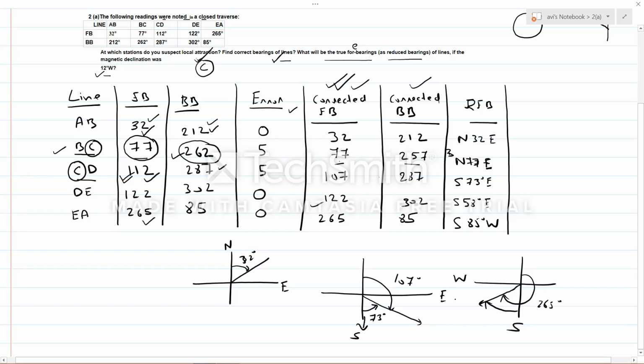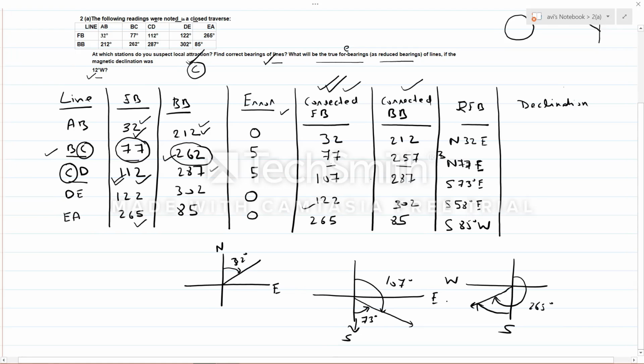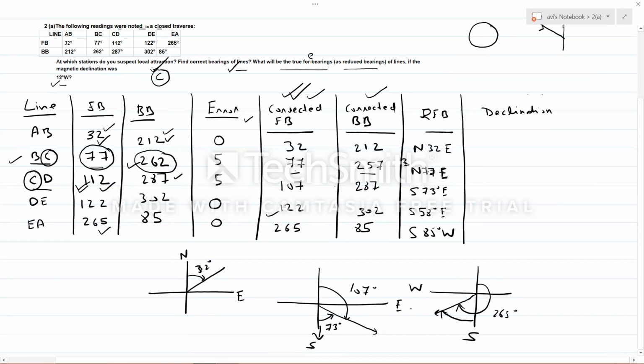Okay, it is clear. Now, the given declination is west. Remember that the given declination is 12 degrees west in all the cases. I am writing the declination like this. Now we have to calculate the true fore bearing. What will be the true fore bearing if the declination is 12 degrees? This is not the answer. This is just the reduced fore bearing. We have to calculate the true fore bearing.